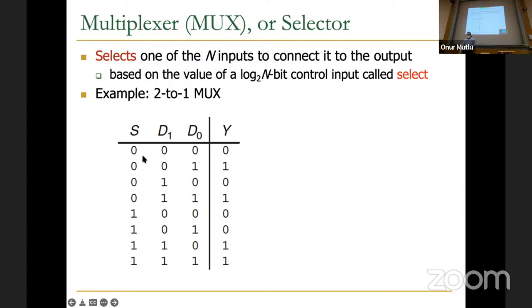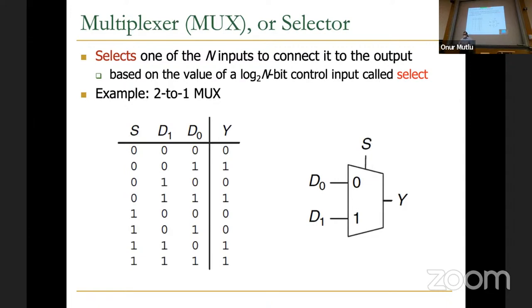So you can actually see what's happening over here. If select is 0, y is equal to d0. If select is 1, y is equal to d1. And that's it. By just seeing that pattern, you can actually minimize this logic. And this is our higher level representation of a multiplexer or a selector. You have two data inputs, a 2-to-1 selector: data 0, data 1, and a select input. And y is equal to D0 if the select input is 0, and y is equal to D1 if the select input is 1. Simple, right?